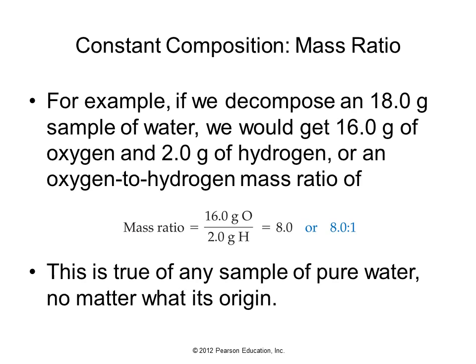Constant composition. We can express this as a mass ratio. For example, if we decompose 18 grams of water, we should get 16 grams of oxygen and 2 grams of hydrogen. It's in a mass ratio of 16 to 2, or 8 to 1. This is true of any sample of pure water. Its mass ratio is constant, the same.